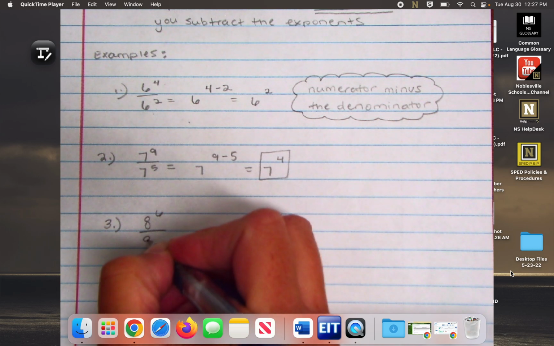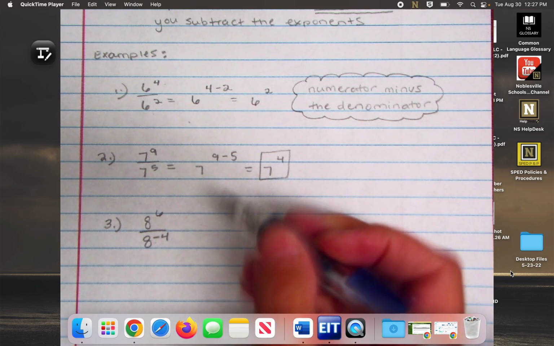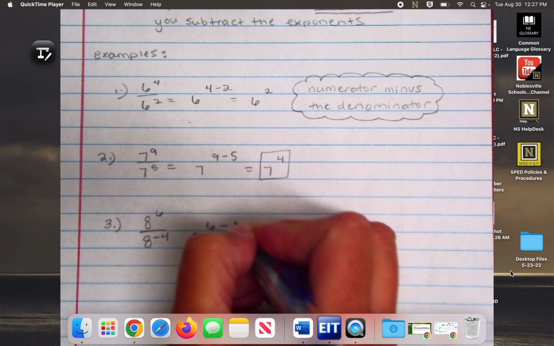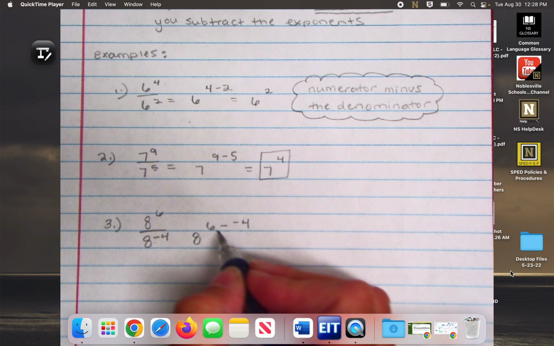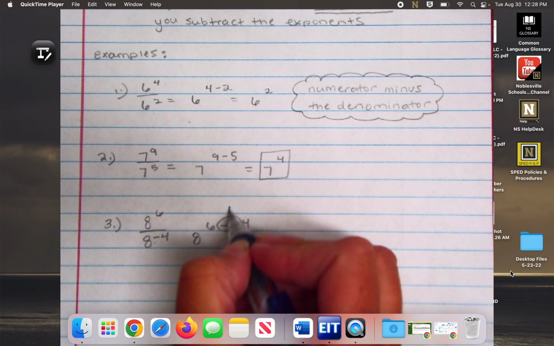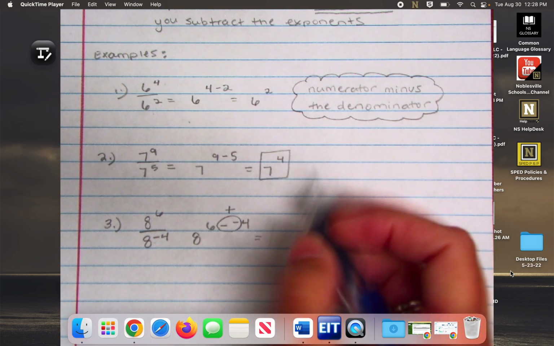8 to the 6th power divided by 8 to the negative 4th power. It's a tricky one. So this one is going to require some extra effort. This negative symbol does not count as your subtraction. So what you end up with is 8 to the 6th minus negative 4. What do we do when we have minus a negative? Chloe? Yep, this is addition. So my answer is going to actually be 8 to the 10th power.